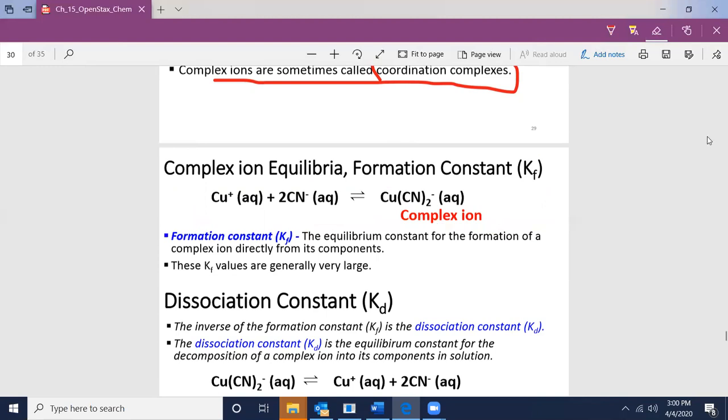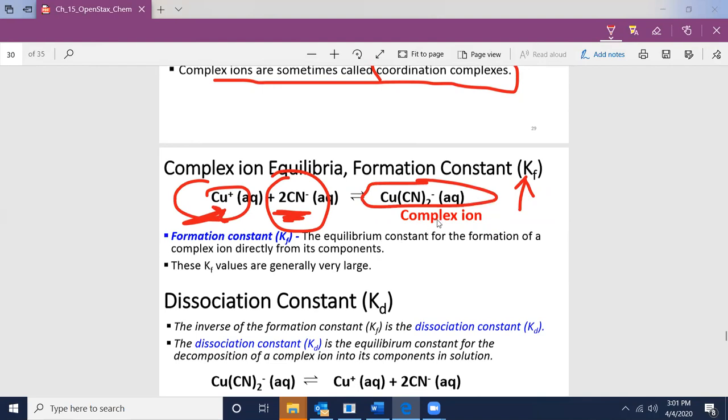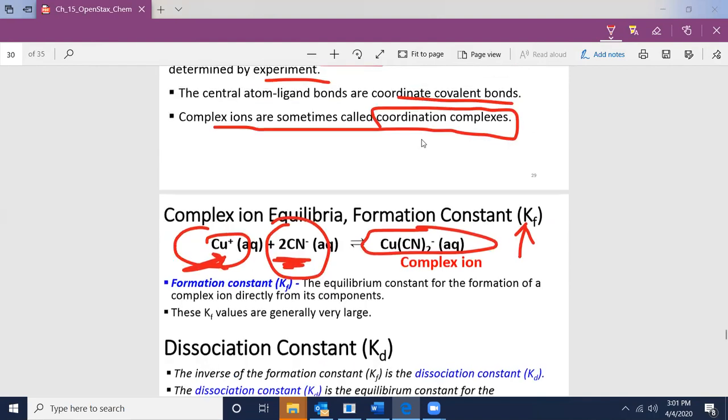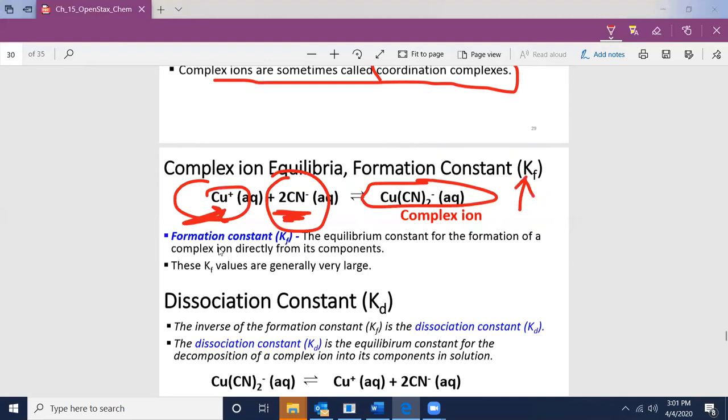We had KSP, then we have KF. So remember that KF is always for the formation of the complex ion, the equilibrium constant in the formation of the complex ion. So whatever the ions were, see, a transition metal is here, and then two bases are here, Lewis bases. So the complex that's going to be formed is here. It is your complex ion. We can also call it the coordination complex. Formation constant is the equilibrium constant for the formation of a complex ion directly from its components.